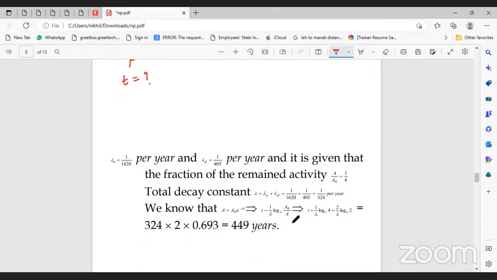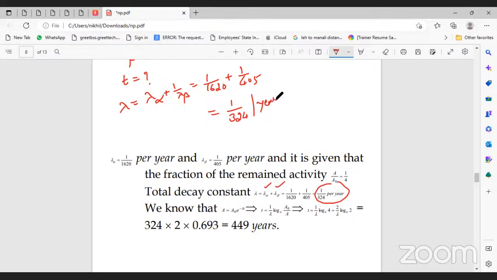See here, two decays are taking place. One is for alpha, the other one is for beta. So the total decay constant is equal to the decay constant of alpha plus the decay constant of beta. That is 1 divided by 1620 plus 1 divided by 405. After simplification, you get 1 divided by 324 per year. So this is lambda, the disintegration constant after combining alpha and beta nuclei.